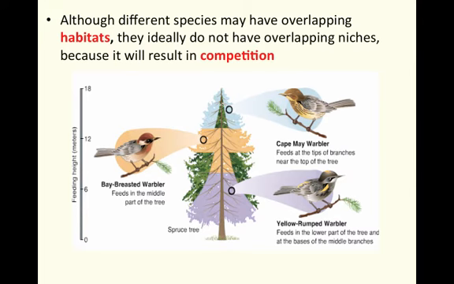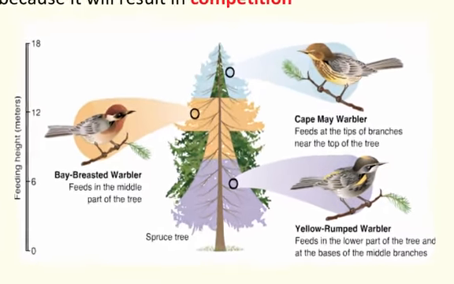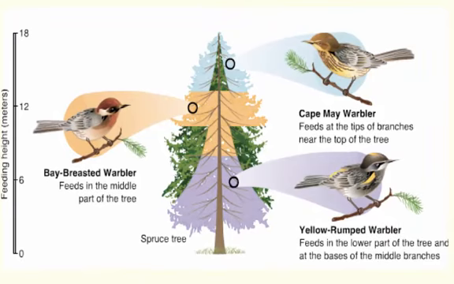Here's an example, and this naturally happens. Here are 3 different types of warblers: the Cape May warbler, the bay-breasted warbler, and the yellow-rumped warbler. You can see all within this spruce tree, they all occupy a different niche, meaning they're going to forage in different places. So they're not going to compete with each other in their feedings.